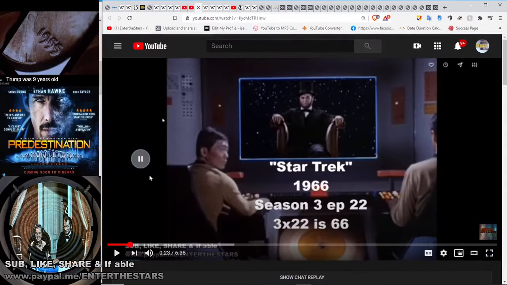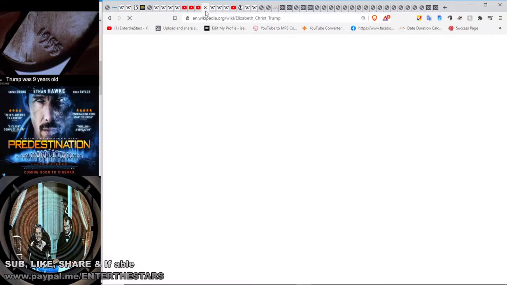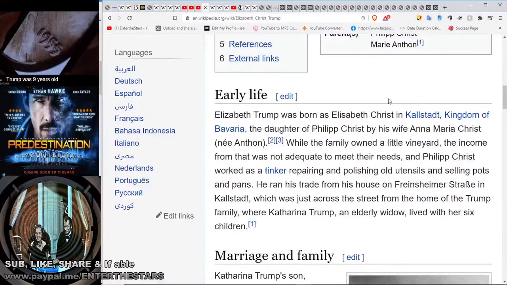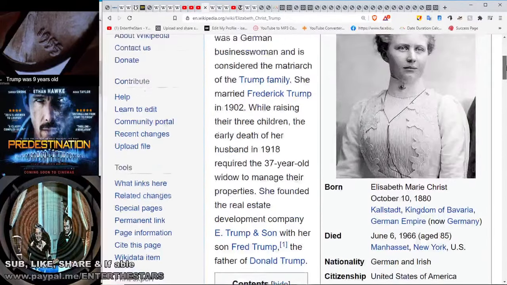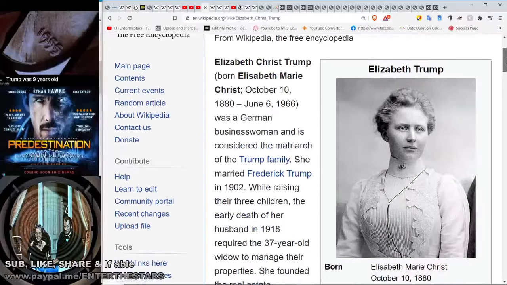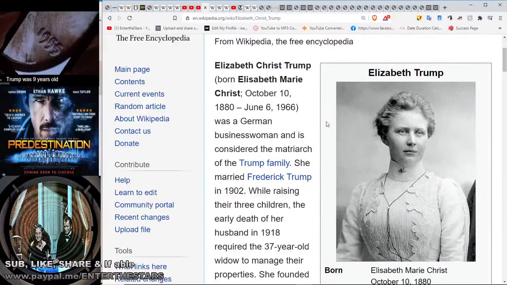So we're going to pause that there. So basically, this is his grandmother. This is Trump's grandmother. And I want to prove to you that the number 66 is very important. She was born in Bavaria. People always forget that, the Bavarian Illuminati. But more importantly, his grandmother died on 6/6/66.